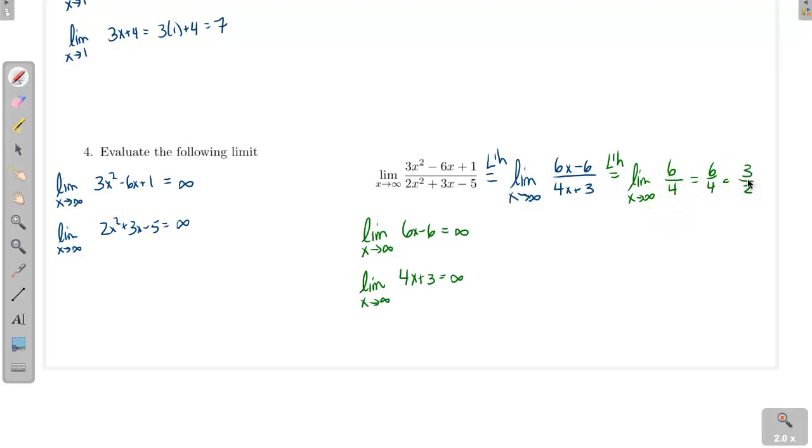Right. If you know your algebra really well, you can actually do this problem without L'Hopital's rule. When these exponents match up, you just look at the coefficients. That's not something you have to do. All right, now we have L'Hopital's rule. You don't need to know that algebra skill. You can just do L'Hopital's rule to get your answer.